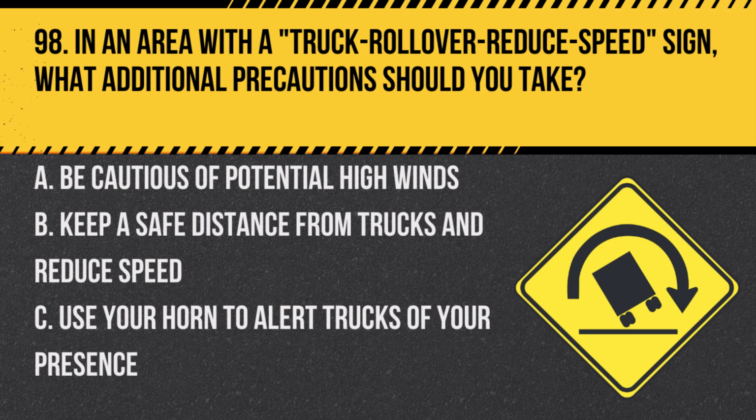Question 98. In an area with a truck rollover reduce speed sign, what additional precautions should you take? A. Be cautious of potential high winds. B. Keep a safe distance from trucks and reduce speed. C. Use your horn to alert trucks of your presence. Answer: B. Keep a safe distance from trucks and reduce speed. The sign indicates increased risk, so caution and lower speeds are advisable.